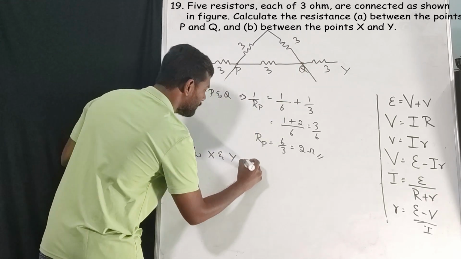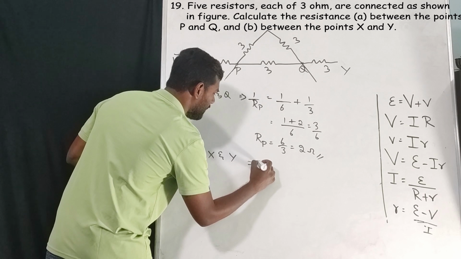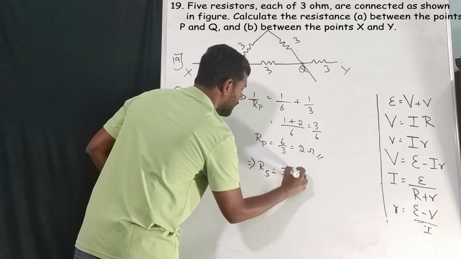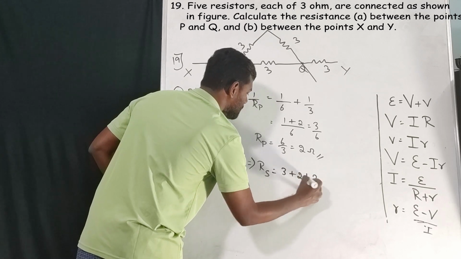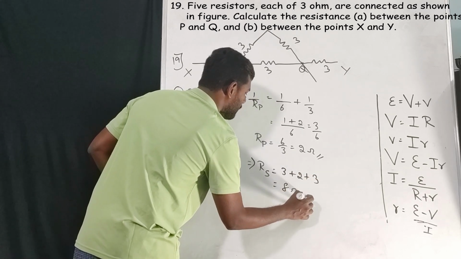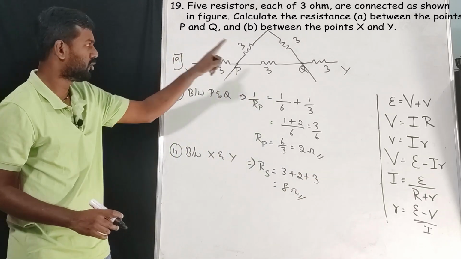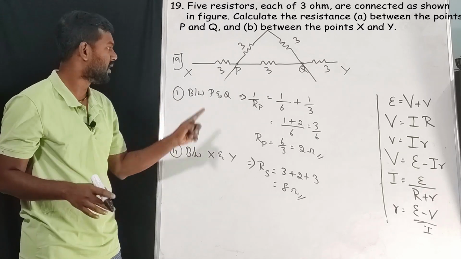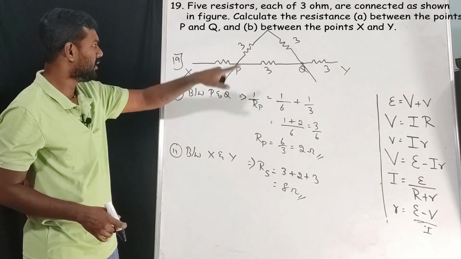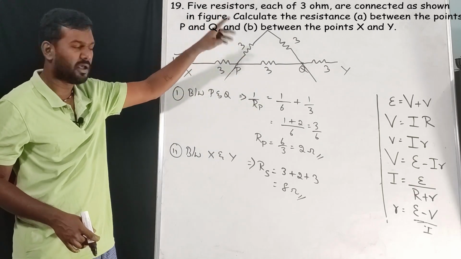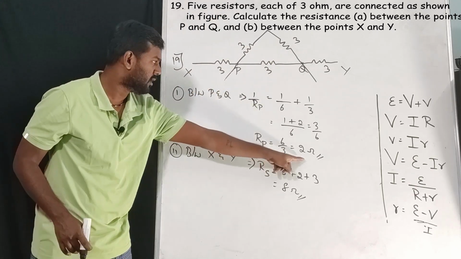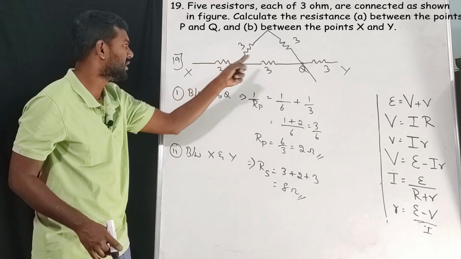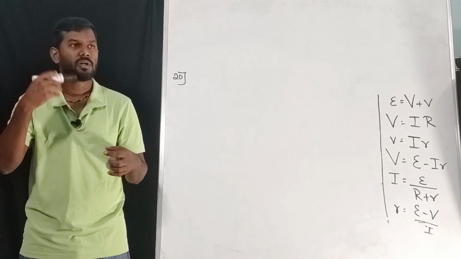So then here Rs is equal to 3 plus 2 plus 3, that will be 8 ohm resistance. That's it. Whenever they talk about 2 points, create a circle. In that circle, whatever comes, we have to calculate. So between X and Y, everything will come, correct? So we have solved this earlier, and all these resistors become only one resistance that will be in series with these two. That's it.